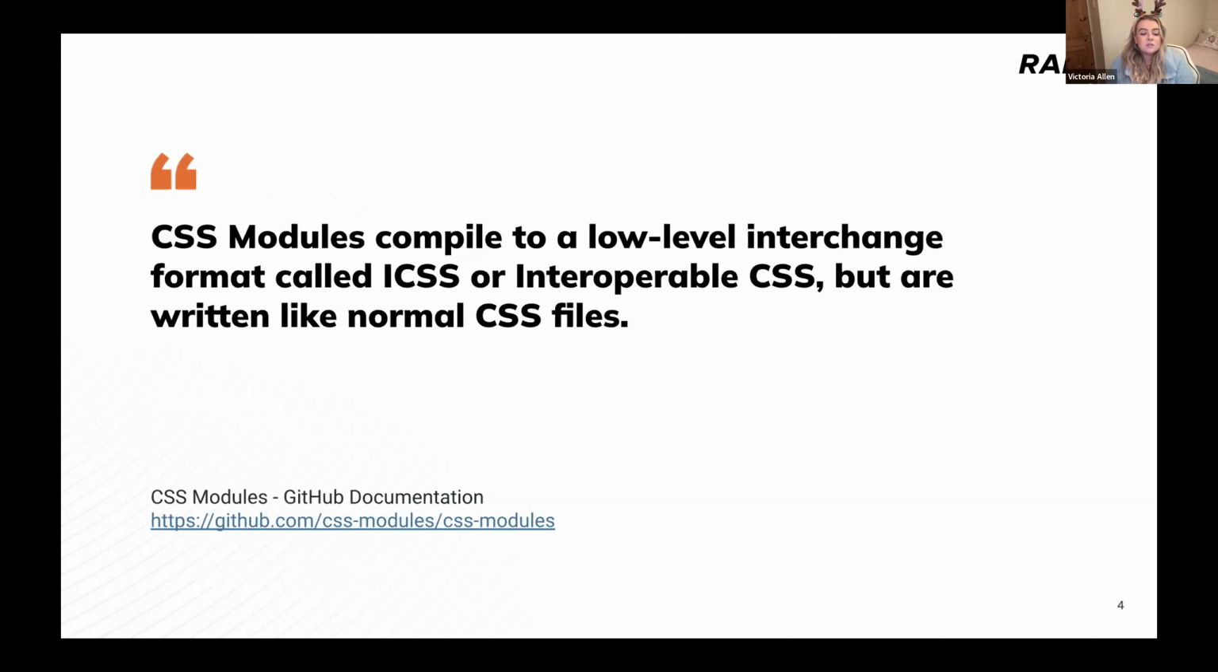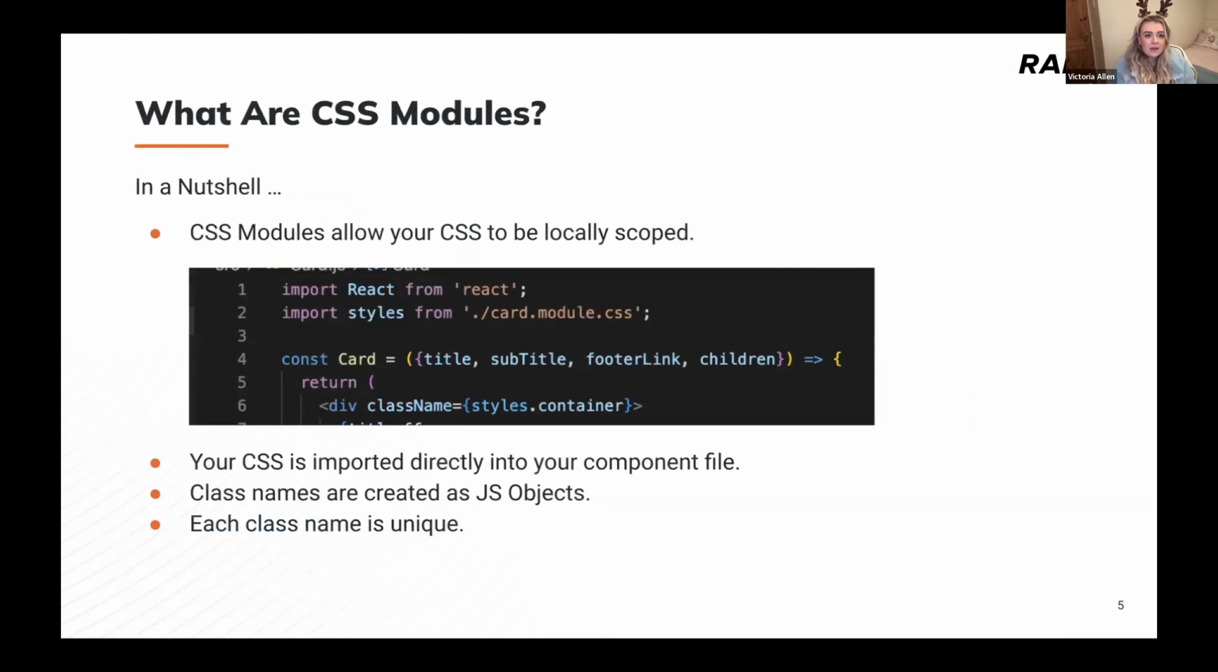According to the GitHub documentation, CSS modules compile to a low-level interchange format called ICSS, or interpolated CSS, but are written like normal CSS files. So what does that mean? In a nutshell, CSS modules allow you to scope your CSS locally, so you can pull it right into your component. Say we take a React component like the card here, we can pull that right in and just use it directly in our component.